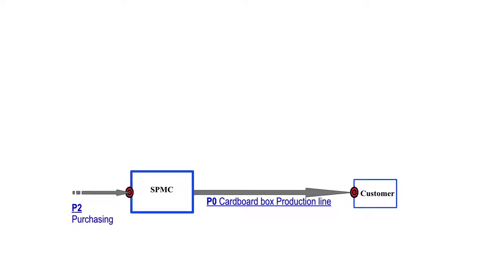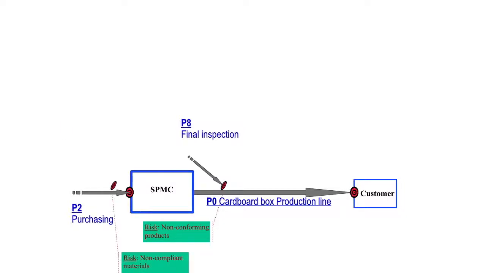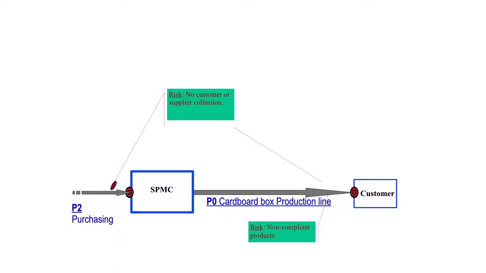Another risk on the main process is that of non-compliance. The first is non-compliance at the end of the manufacturing chain, to which the final inspection process responds. The second non-compliance is with the receipt of purchase, to which receipt control answers. We are adding two accounting processes to address the risk of non-collection of customers and payments to suppliers.